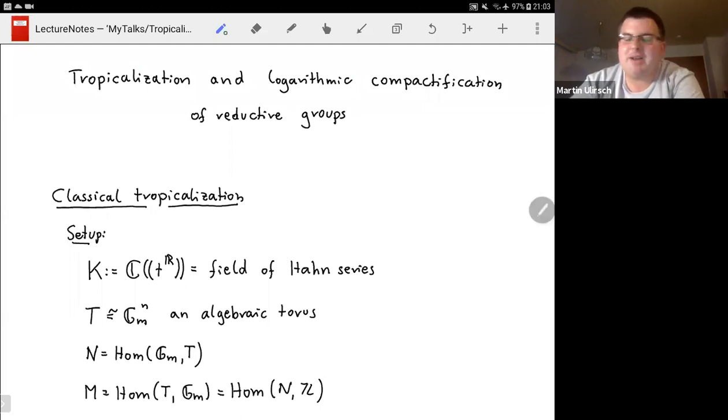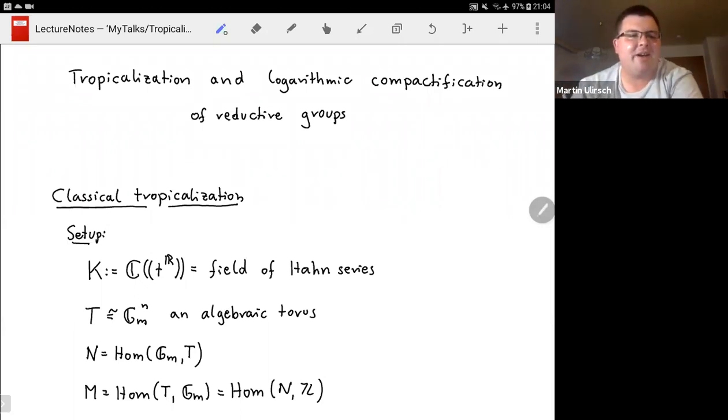Okay, but let's start with something you surely have seen in one form or the other, because there are many tropical geometers around who tell you all the time what tropicalization is. And every time you hear such a talk, they tell you something else, and then you're really confused what tropicalization actually is. But in the end, it turns out that most of these approaches are the same.